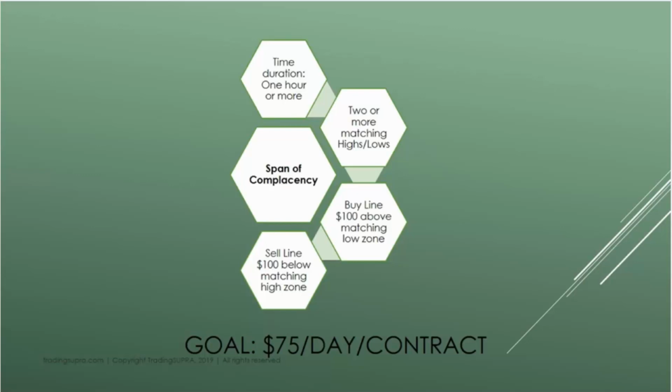Now, two repeatable patterns. Pattern number one, I call it span of complacency. This is the mood of the market where everyone seems to agree. Now this is in a day trading application. This is flexible, and I will show you charts where you can apply it to a multiple day scenario. But during a time duration of a minimum of one hour or more, are there two or more matching highs, matching lows?